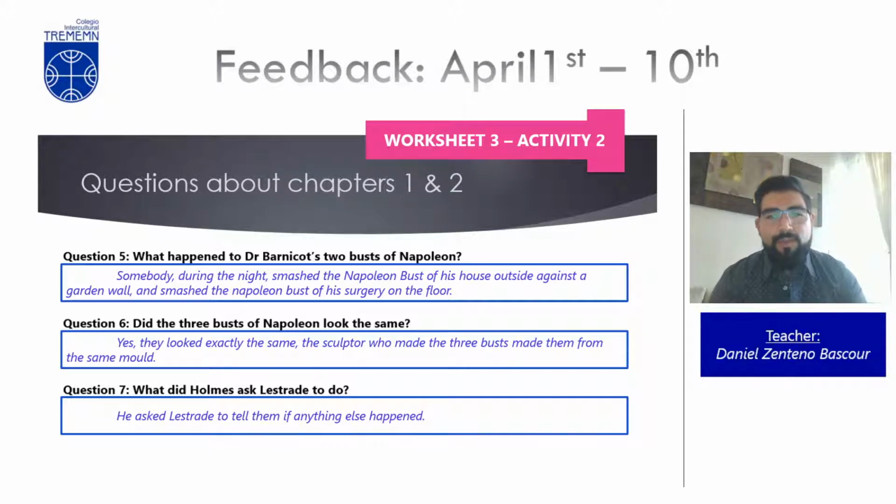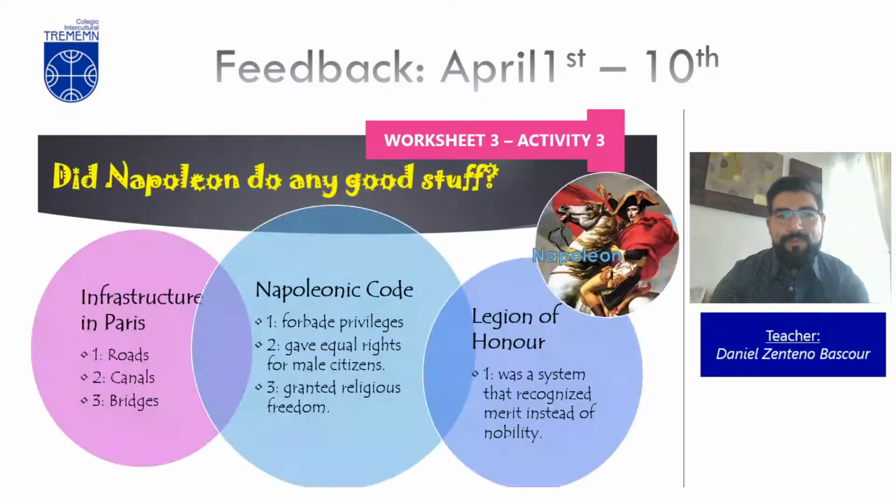Question 7. What did Holmes ask Lestrade to do? Well, he asked Lestrade to tell them if anything else happened, probably to keep in contact, or maybe Holmes knew that something else was happening, or that this Napoleon breaker or person was going to commit the same crime again.